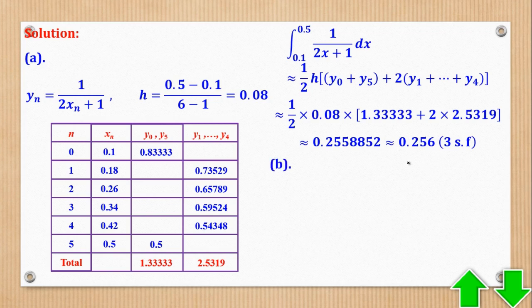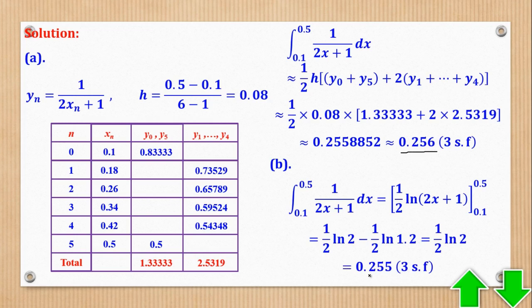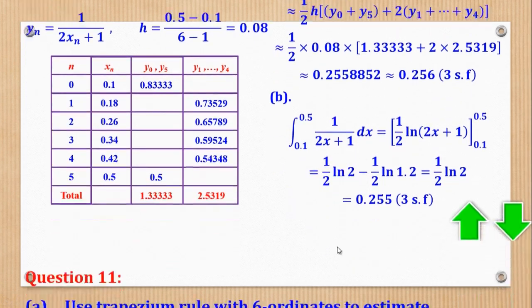Then evaluating means you use the knowledge of calculus to integrate. So when I integrate this one using calculus, it will be a half ln of 2x plus 1. Then substitute the limits to give you that. Then use the calculator because they want the answer to 3 significant figures. So it gives you that. That was part B.